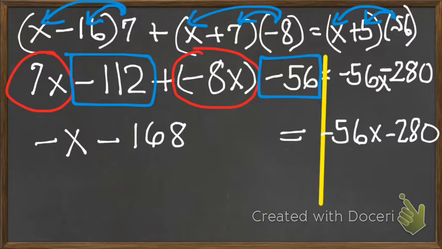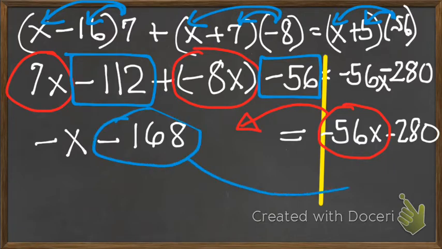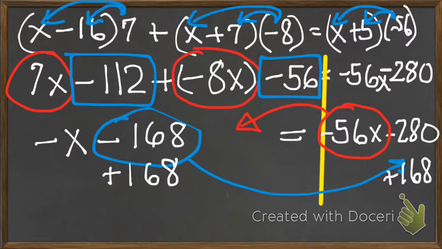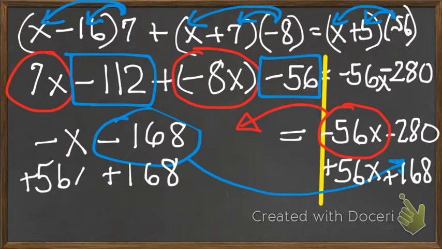Now move all the letters on the right side to the left side. And then move the constants to the right side. To do that, we do the opposite. The opposite of subtracting 168 is adding 168. And then the opposite of subtracting 56x is adding 56x. Make sure to line up the like terms.